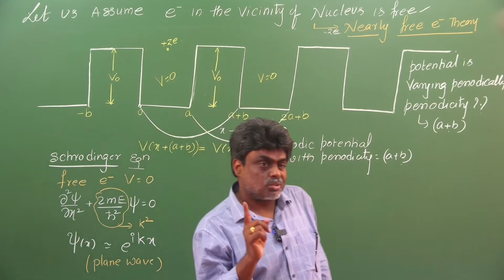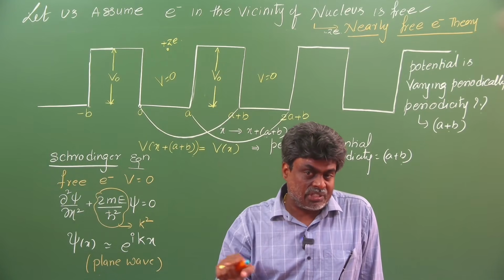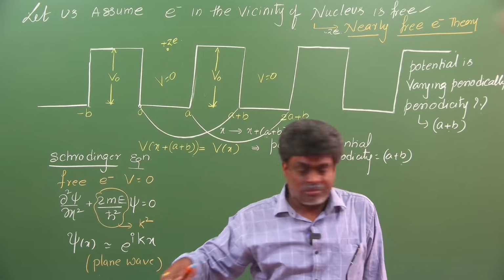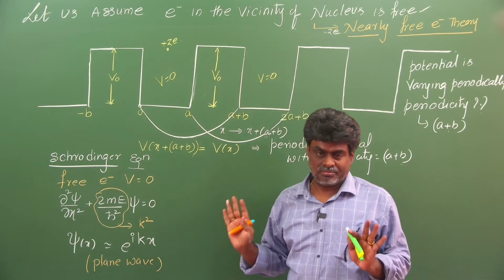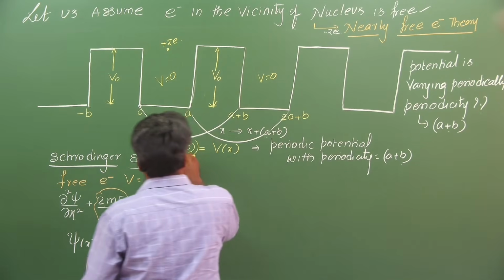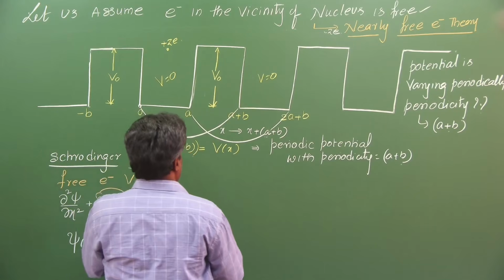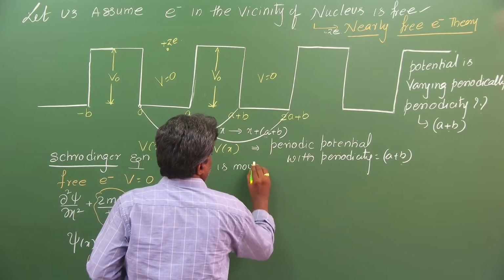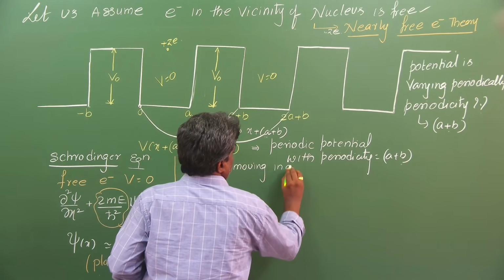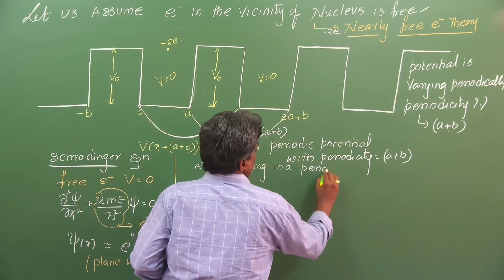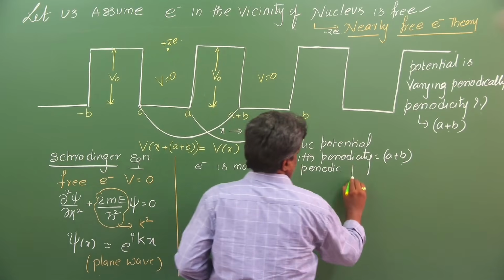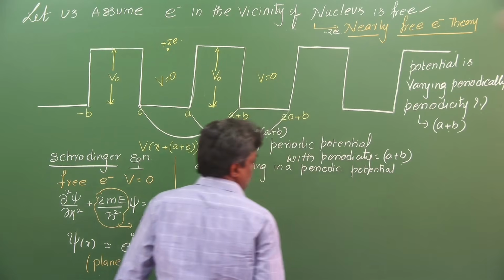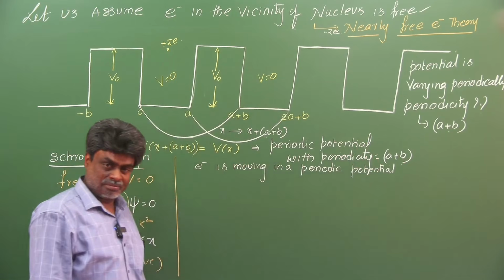The solution of Schrodinger equation of a free particle. What is the solution? Plane wave. What is that plane wave? Now, but actually our electron is moving in a periodic potential. Am I right or wrong? Periodic potential of periodicity A plus B.